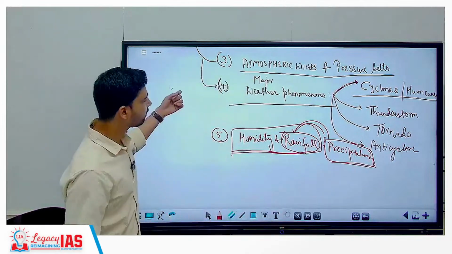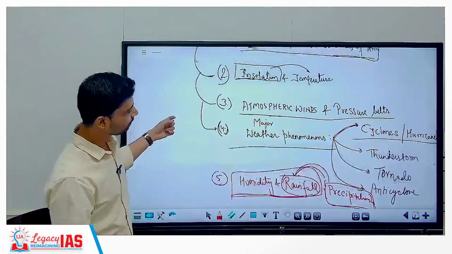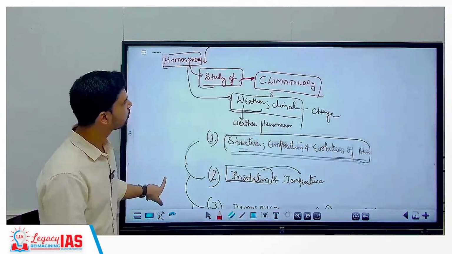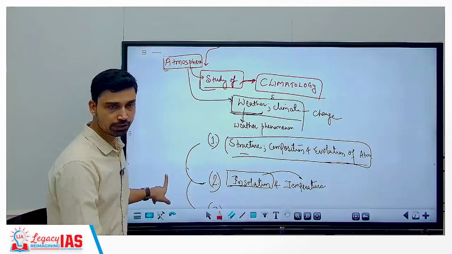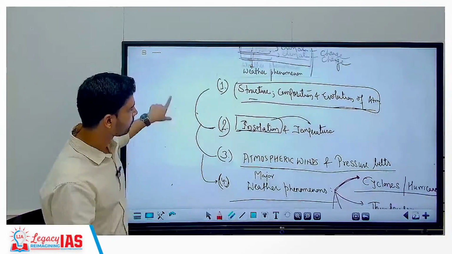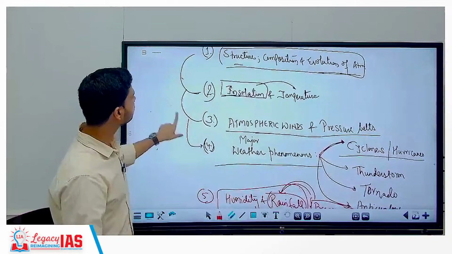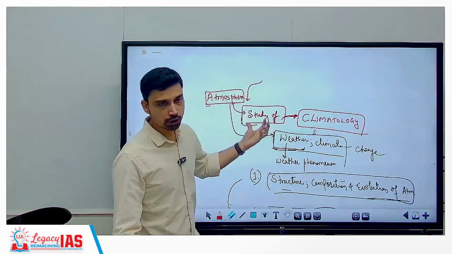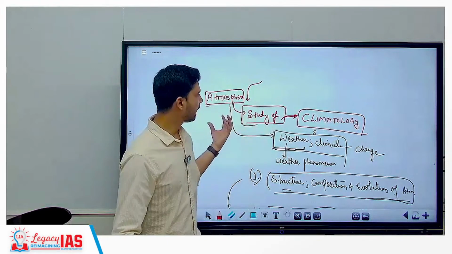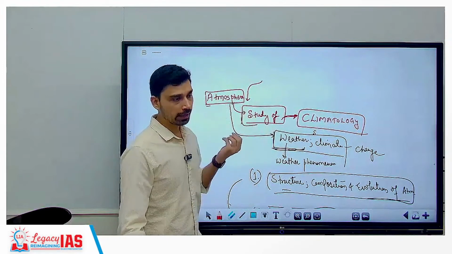So these are the five major topics or chapters we have to study in the study of the atmosphere and weather and climate changes. That is the second region of the earth which we have studied, the atmosphere. We have studied the lithosphere, that is the land part, and the atmosphere, that is the gaseous part.